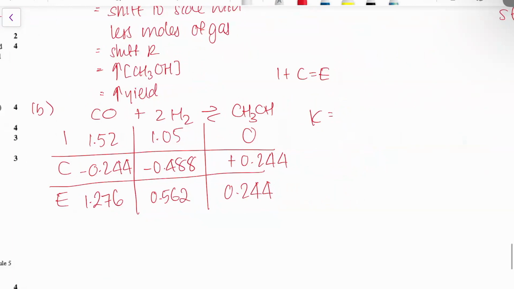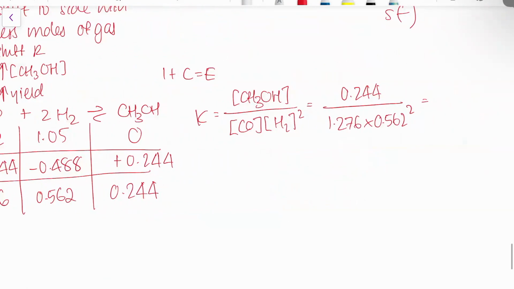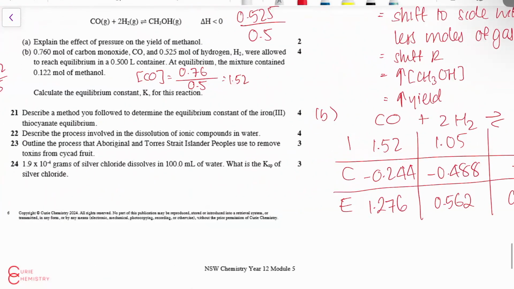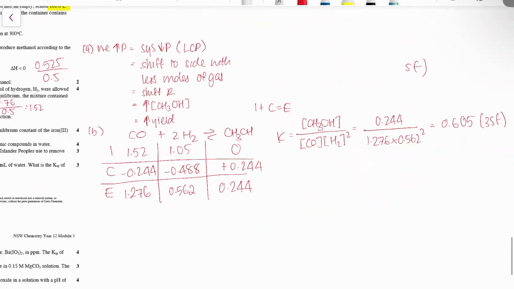equilibrium expression. What is my equilibrium expression for this equation? CH3OH on CO H2 all squared. Yes. 0.244 on 1.276 by 0.562 squared. What is K? 0.6. I want to round that off to 3 sig figs. 0.605. 0.605 to 3 sig figs. Very good. Any questions so far?